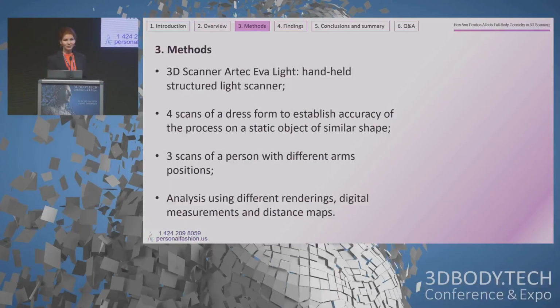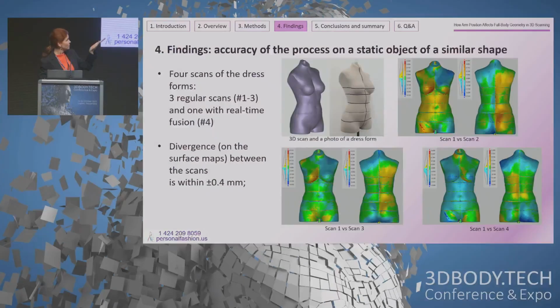I use a handheld scanner, Artec EVA Lite, to establish the accuracy of the scanner itself and the process. I took 4 scans of the same dress form. I also took 3 scans of the same person with different positions of the arms. So in general, the distance between the 2 surfaces is within 0.3 millimeters. Pretty reasonable accuracy, a little bit of an overkill, maybe even for a human body that moves, that breathes.